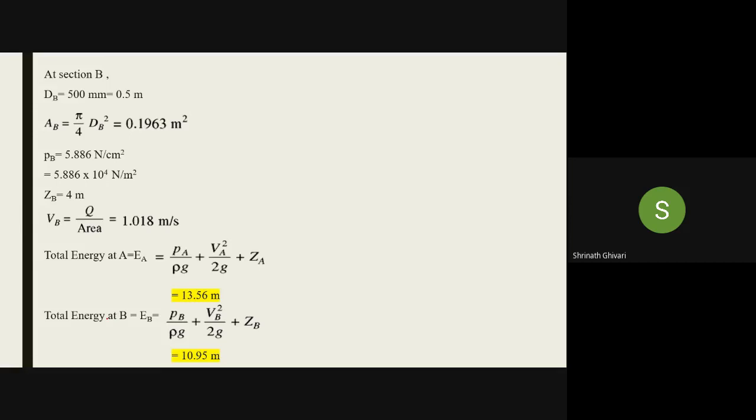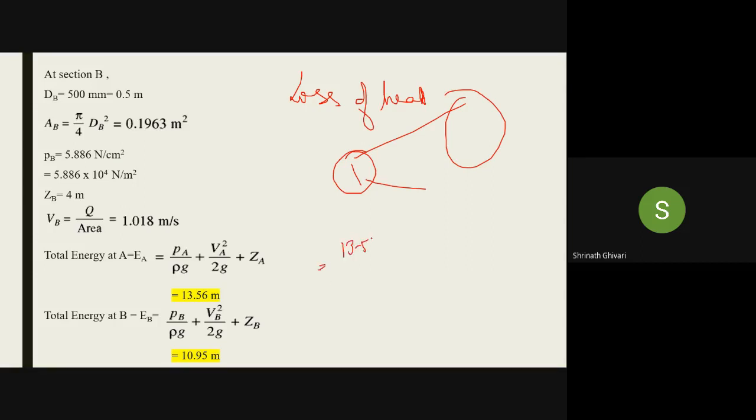They have told you to find out the head loss. So how do you determine the loss of head? The fluid is flowing like this. So you have to determine the losses at both the sections. So it will be 13.56 minus 10.95. What is the answer for this? This is your energy loss, loss of head. 2.61, sir. 2.61 meter.